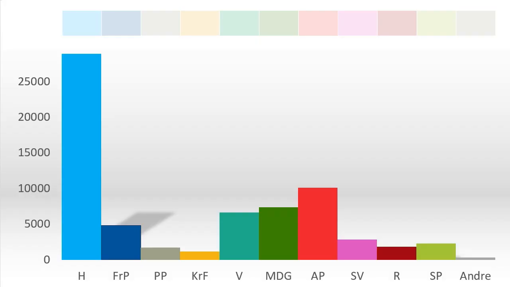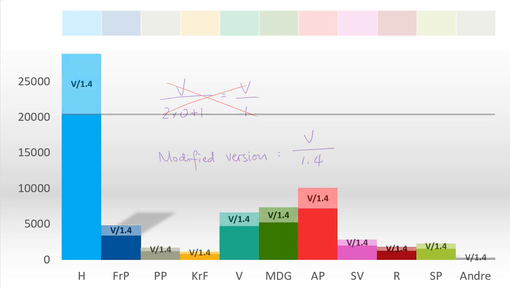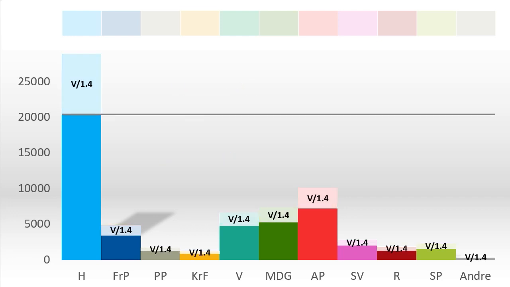Alright, the first round. According to the original method, we are supposed to divide all these numbers of votes by 1, which means not making any change to the bars. But in Norway, we are actually using a slightly modified version of the method, which means we are actually dividing the numbers by 1.4. And as you can see here, we lower all the bars. The Conservative Party still has the highest bar, and the Conservative Party is now awarded the first seat in the municipal council.